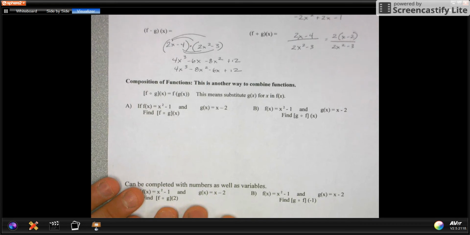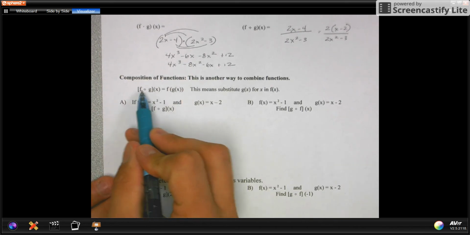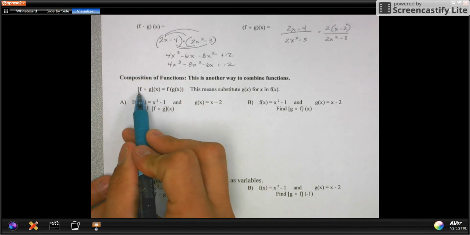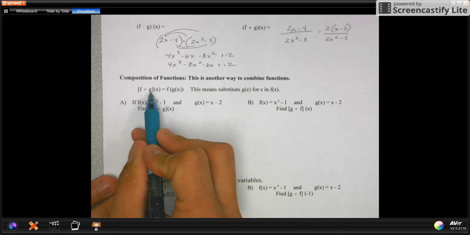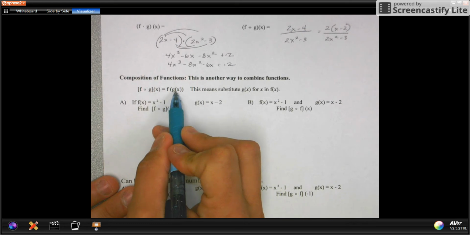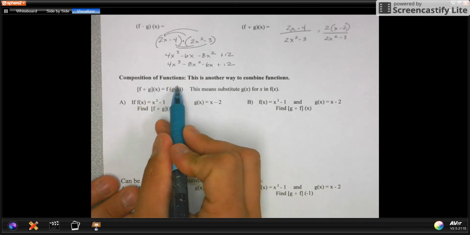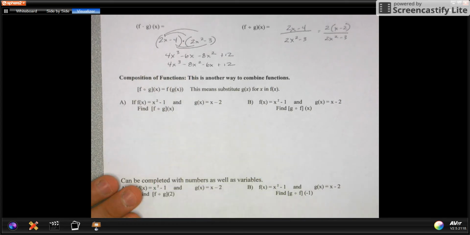Then we can also have what's called a composition of a function. This is where we are taking one function and plugging it in for the other. It can be written one of two ways. You can see this little open circle. This is read f of g of x, or I can rewrite it as f parenthesis g of x with double parentheses. I'm taking the g of x function and plugging it into function f.